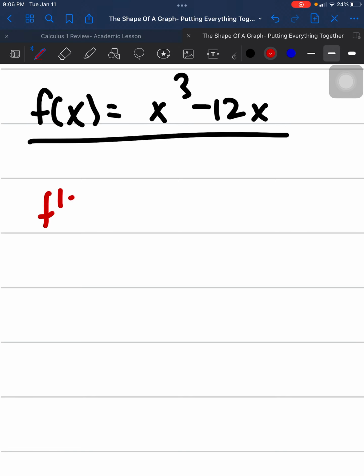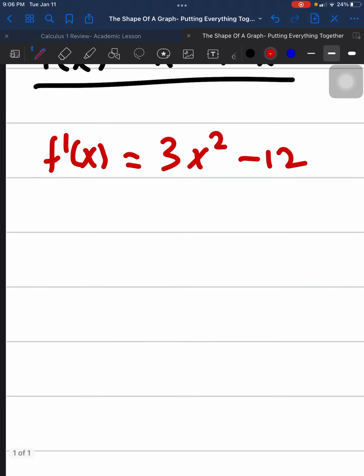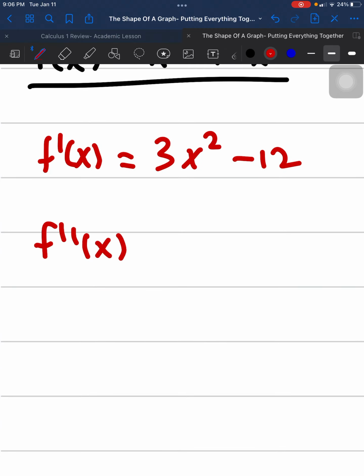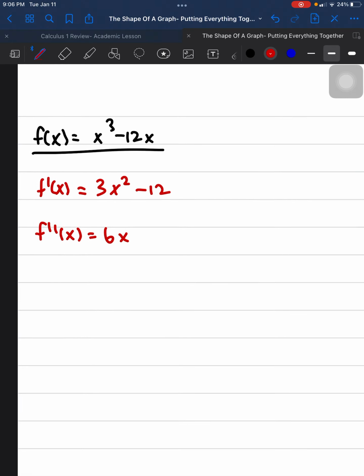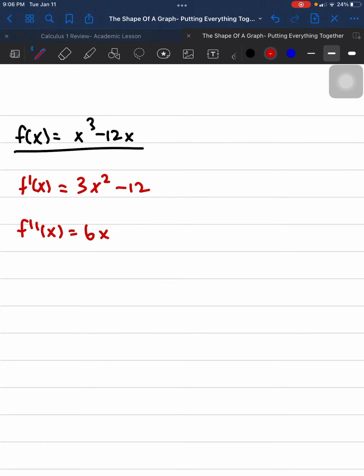let's actually derive the first derivative and the second derivative of f of x. So the first derivative is just 3x squared minus 12. The second derivative is just 6x. So based off of the previous two videos, you guys should go watch those two videos first and then come back to this, because this is putting all of that information together in order to graph it.